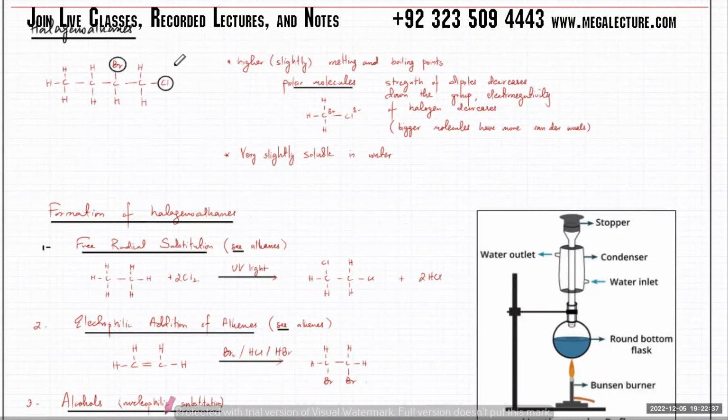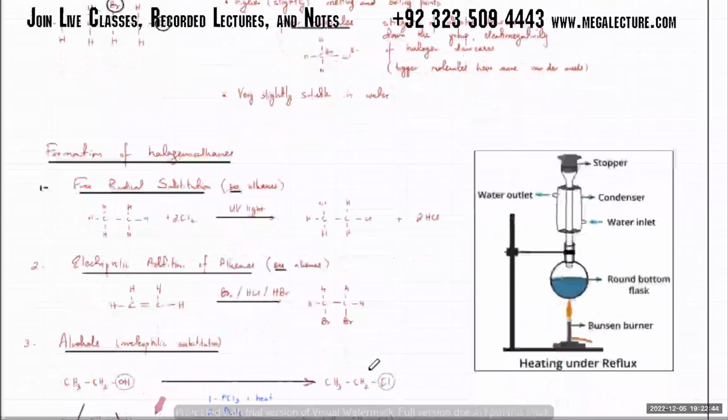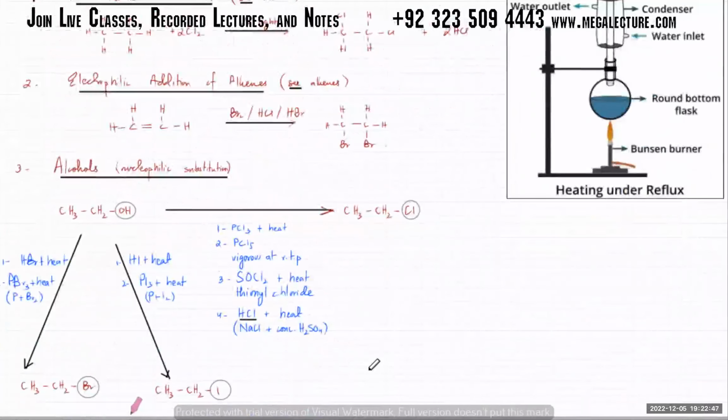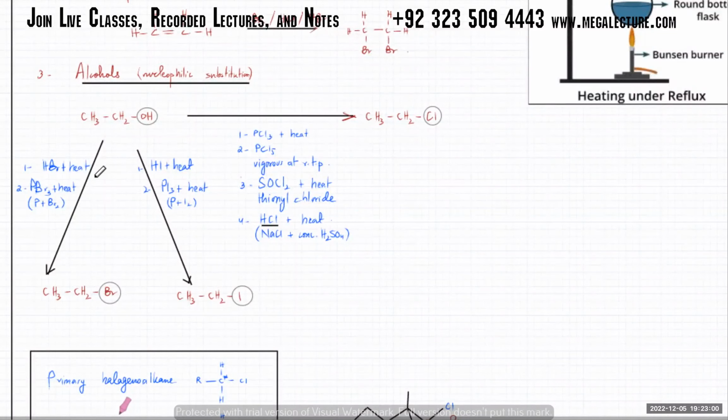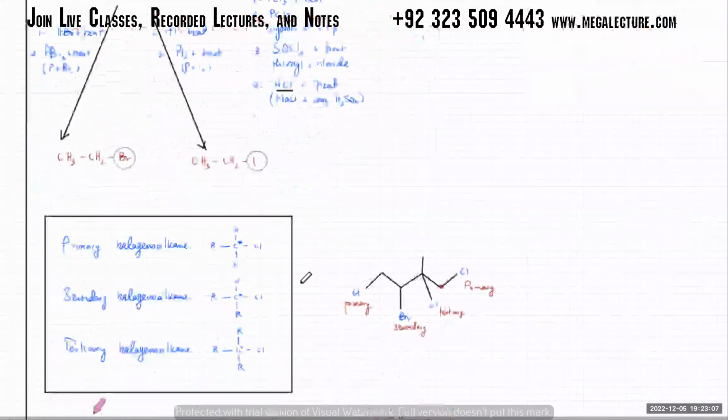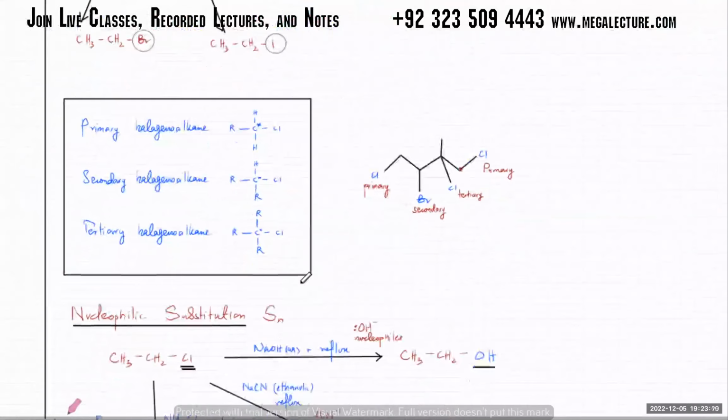So what we did was halogenoalkanes. We talked about their formation, free radical substitution, and electrophilic addition of alkenes. You will get a halogenoalkane. Then we did that alcohol also forms halogenoalkane. What you need to do is add phosphorus chloride, SOCl2, or HCl. These were all the reactions that would result in the formation of halogenoalkanes, such as bromoalkane, iodoalkane, and chloroalkane.